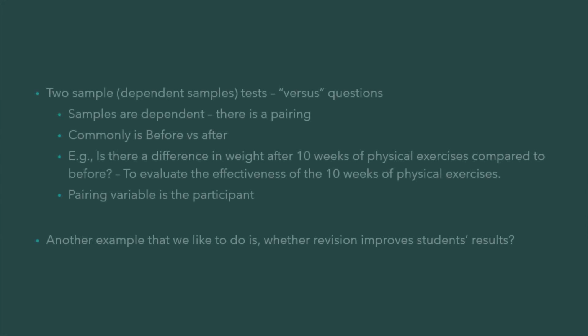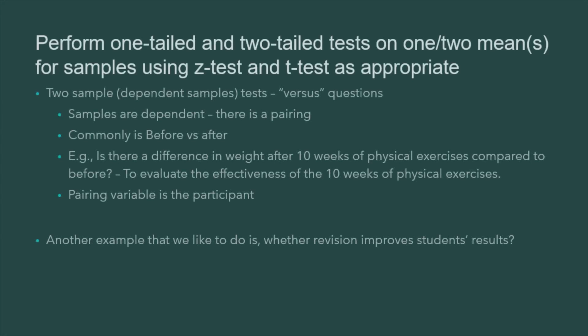The second type of two samples t-test is known as dependent sample t-test. This is also known as paired t-test. There is no dependent samples version for z-test, so we just focus on dependent sample t-test. It is called dependent samples or paired samples because there is a pairing. Very often, it is the same test subject before and after.